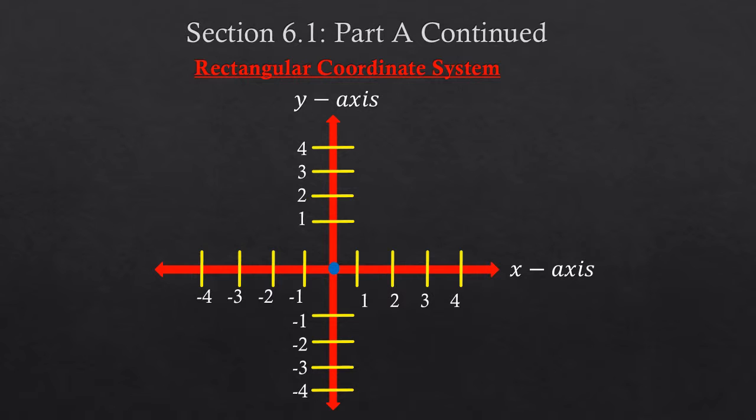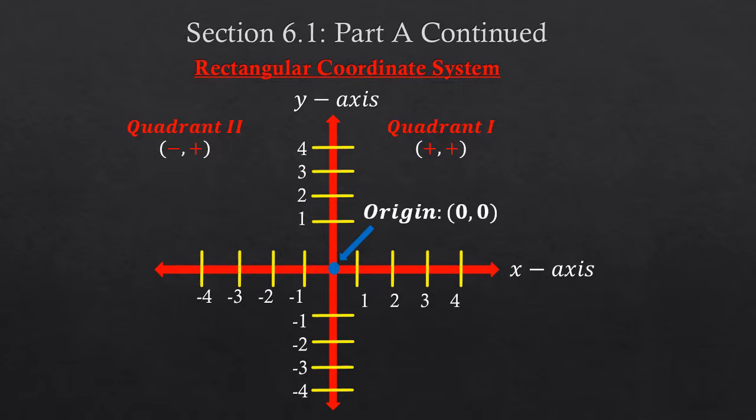Once again, in the dead center is what we call the origin, which is labeled as 0, 0: 0 for x and 0 for y. The quadrants are: quadrant 1, which has a positive value for x, positive value for y. Quadrant 2 has a negative value for x, positive value for y. Quadrant 3 has a negative value for x, negative value for y. And quadrant 4 has a positive value for x, negative value for y. And that is the rectangular coordinate system.